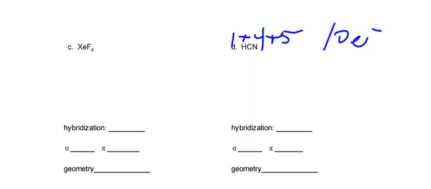Okay, so I have to do this, and I hope you came up with this. This is the only structure there is. There is no resonance structure because hydrogen can only have a maximum of 2 electrons. So you can't make a double and a double bond. Hydrogen can't have 4. So what's my hybridization?